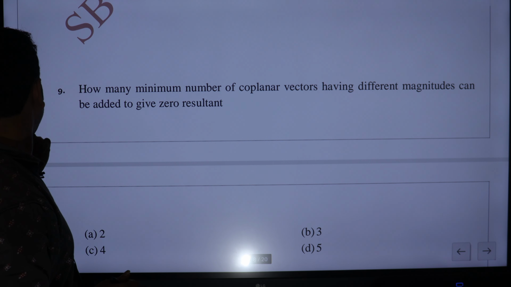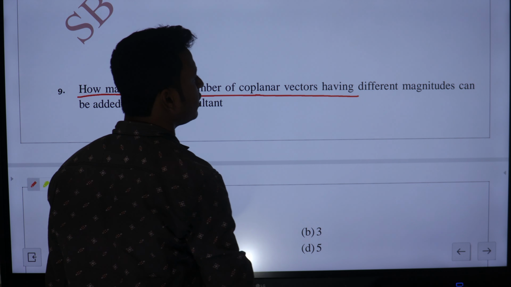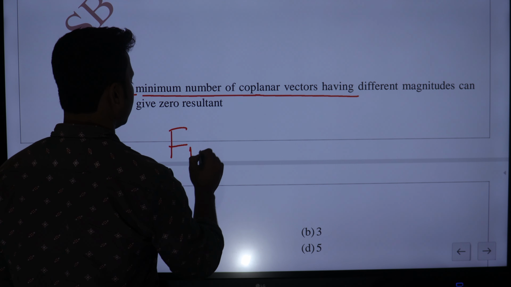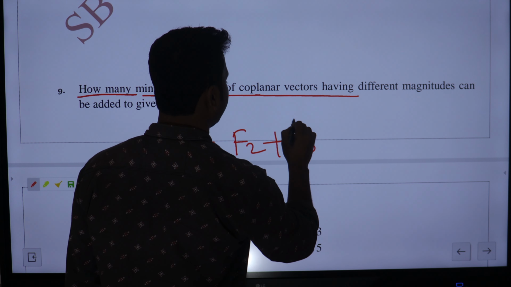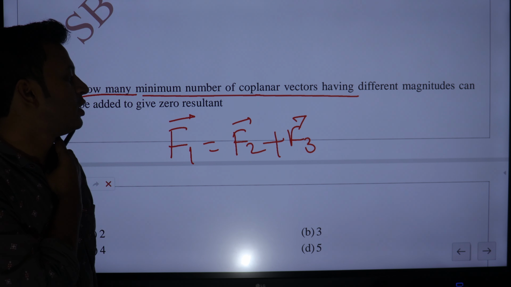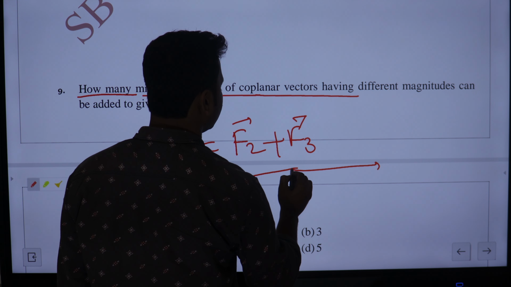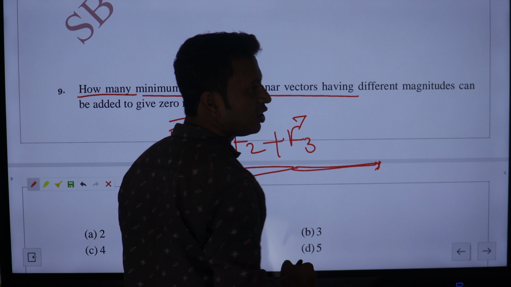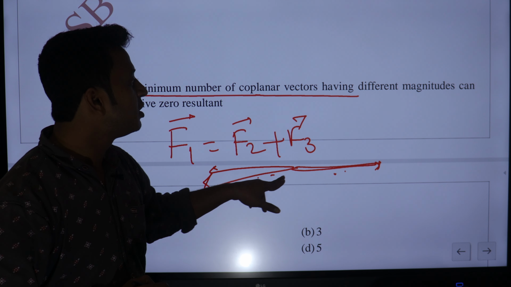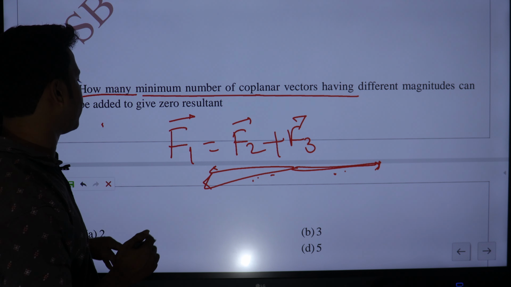Question number 9. What is the minimum number of coplanar vectors having different magnitudes that can be added to give 0? It should be 3, like f1 equals f2 plus f3. These are 3 vectors with different magnitudes but also different angles, and the sum can be 0. Like this vector is along this axis and this vector along that axis, each making some angle. They have different magnitudes and different angles, but they cancel each other, so the sum is 0. So the number of vectors is 3.